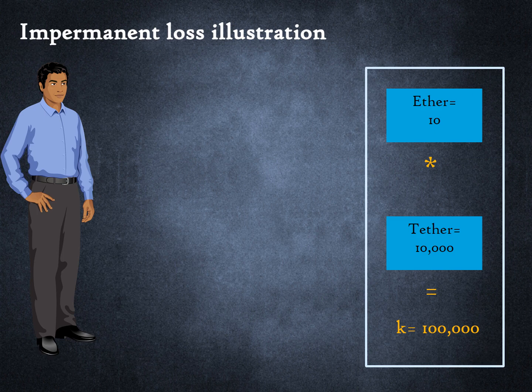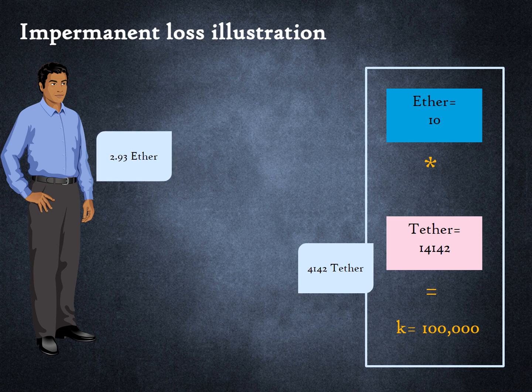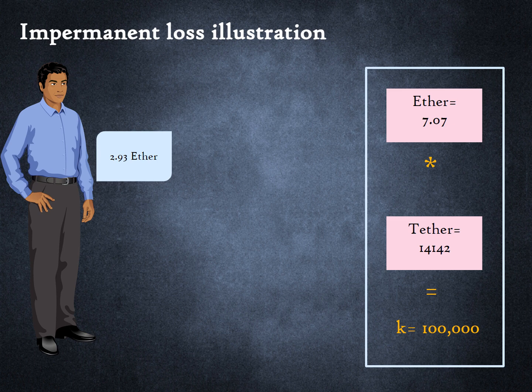Bob is a trader. He sells Tether into the pool till the ratio between the tokens represents their market prices. He receives 2.93 Ether in return for 4,142 Tether tokens. Effectively, Bob pays 1,414 Tether per unit of Ether, while in a centralized exchange, he would have to pay 2,000.